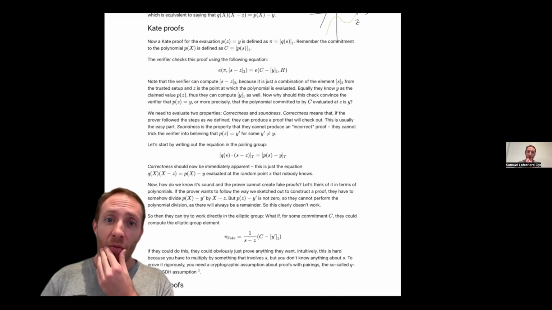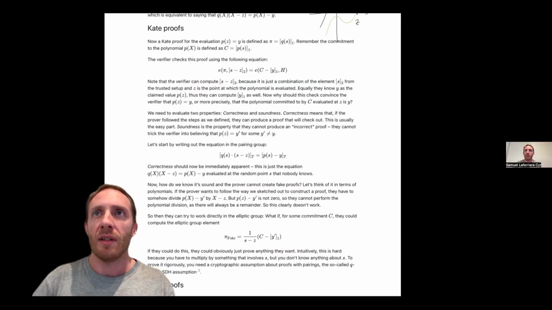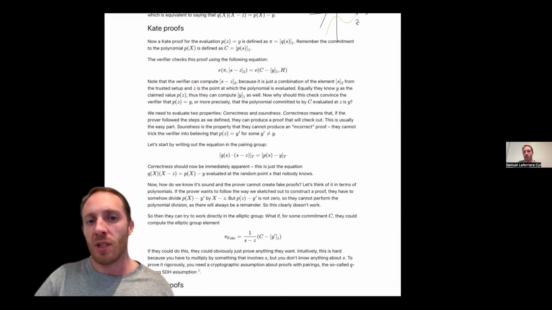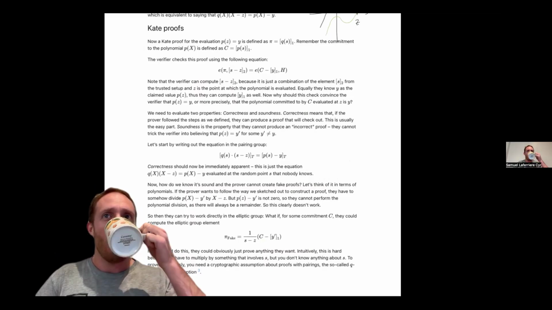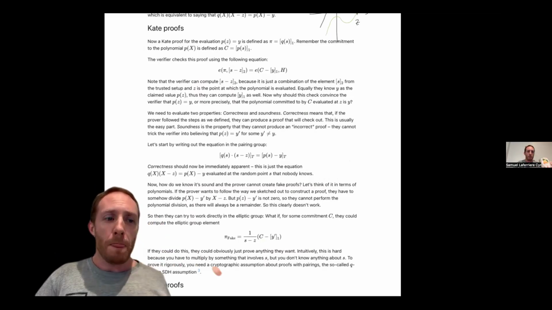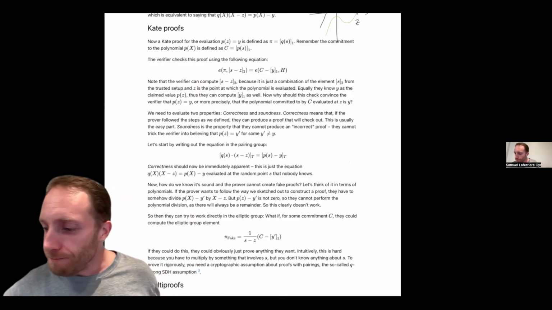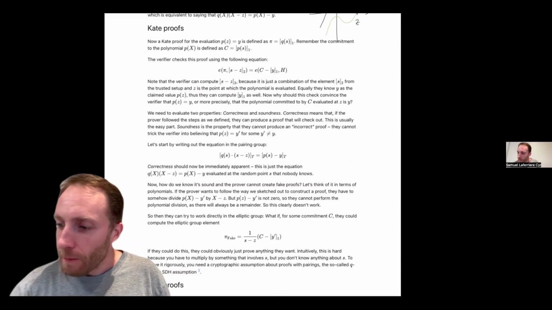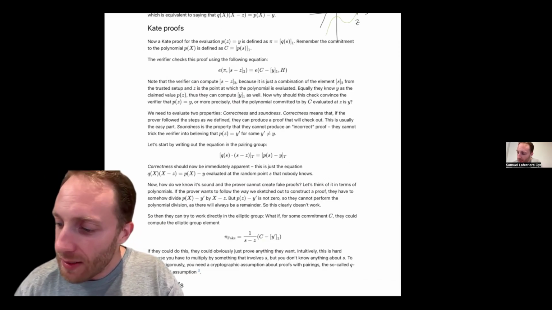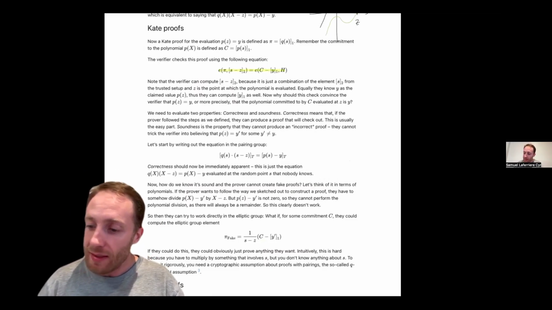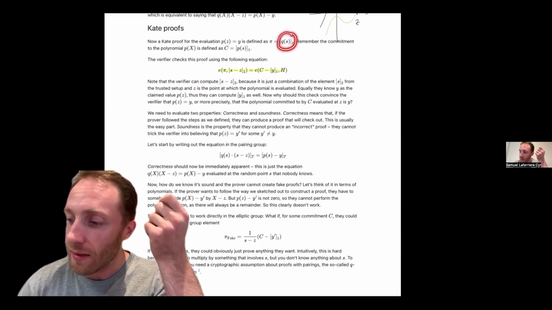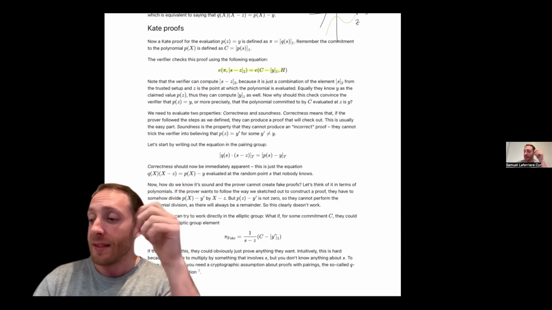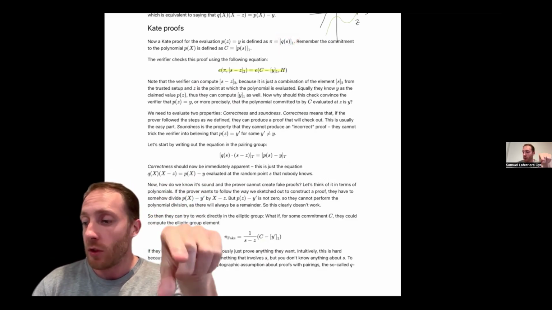So okay, if we go back to the Kate proofs section, let's see how Dankrad explains it, which is basically what I was saying, or trying to say at least. So what he's saying here is that the verifier verifies this. So again, the proof is still just the embedding or the commitment of Q evaluated at S.